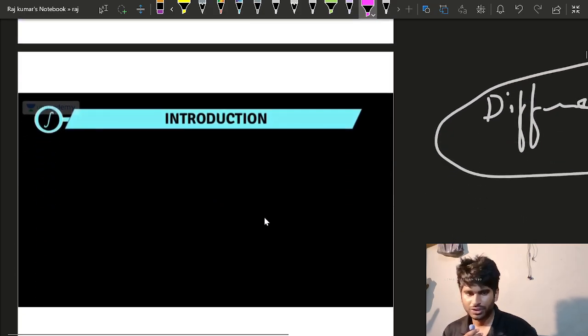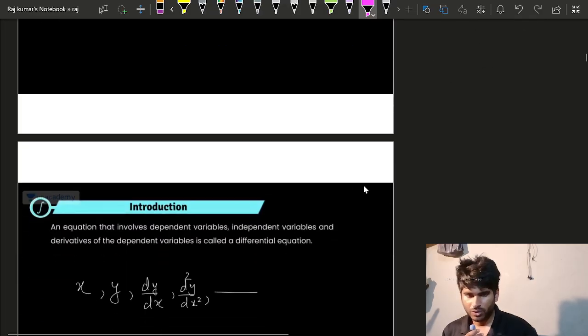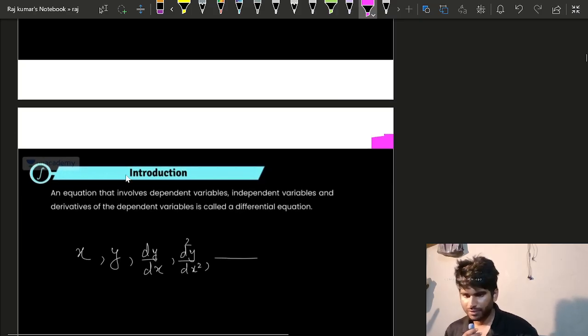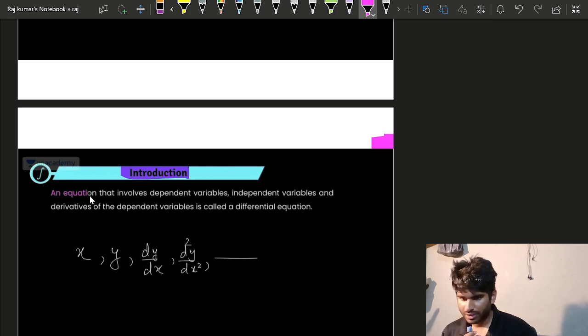So this is the introduction part. Can you see here? What is a differential equation? In the introduction they explain: an equation that involves the dependent variable and the independent variable, and derivatives of the dependent variable, is called a differential equation. Let me mention it here.